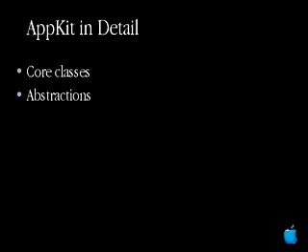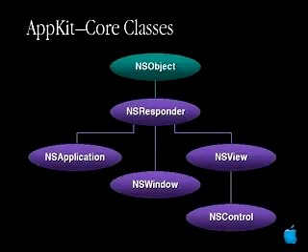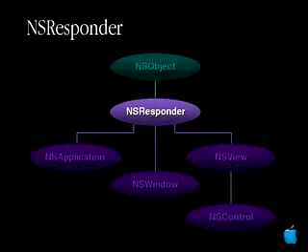So what I'm going to do is walk you through the core classes in the kit, and then we're going to spend a little time talking about the abstractions inside the kit. Whenever I talk about the kit, I talk about these classes as the very heart of the AppKit class hierarchy. NSObject actually comes from Foundation. It's our abstract superclass. All objects inherit from NSObject. The other ones, which appear in purple, are the AppKit classes. And we're going to talk through those one at a time, starting with NSResponder.